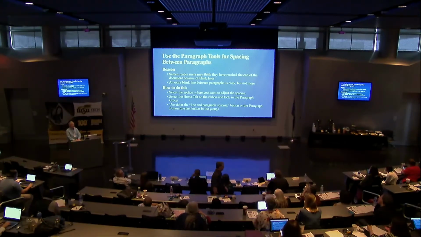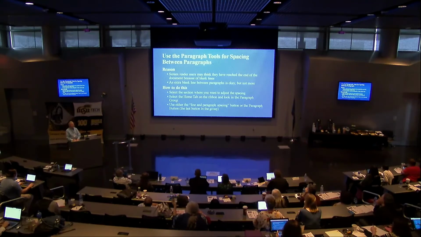Select the section you want to adjust the size on. Select the Home tab on the upper ribbon. Select the paragraph group. In the paragraph group, either the last button, which says line and paragraph spacing, or the very last button, which actually doesn't say anything. It's just a button there, and you have to hover your mouse over to see what it is. It's actually the whole paragraph dialogue. If you click that, it brings up the whole thing.